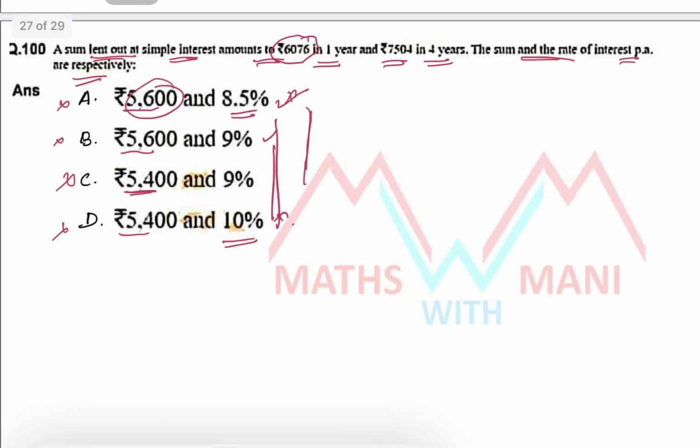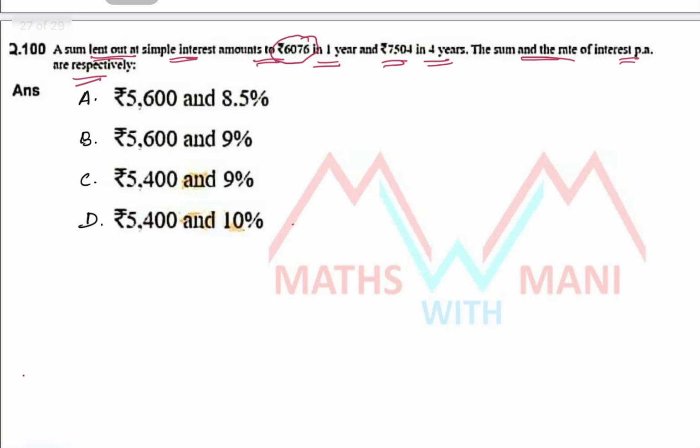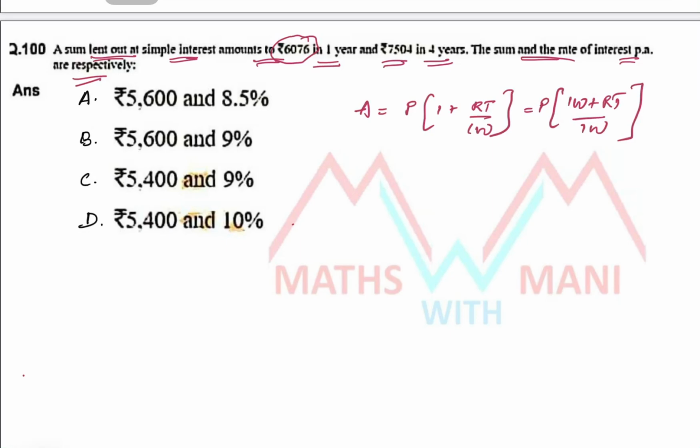That's why first I'll find out the rate percentage. Next I'll get the principal. I'll explain all the things, but first I'll find out the rate of interest. So basically, in simple interest, what is the formula for amount? P into 1 plus RT by 100. Yes, or P into 100 plus RT by 100. Here if you observe, in both the cases the principal is constant. So what is the proportionality? A is proportional to 100 plus RT.